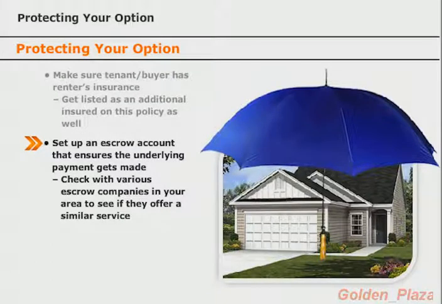A third step you can take to protect your option is to set up an escrow account to have the property owner's mortgage payment made for them. Now, I realize that previously we have said that you can't make that payment because you run the risk of the lender finding out and accelerating the mortgage. But if you use an escrow company to act as a middleman, you can have a hand in making sure the payment gets made.